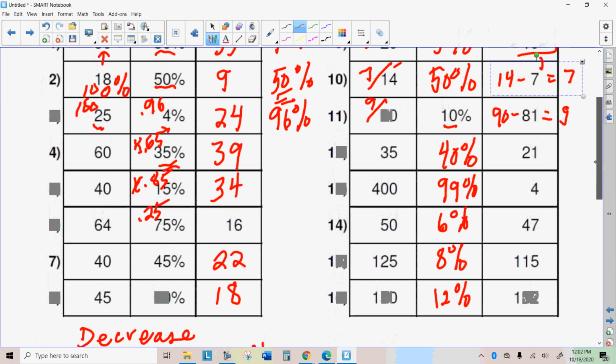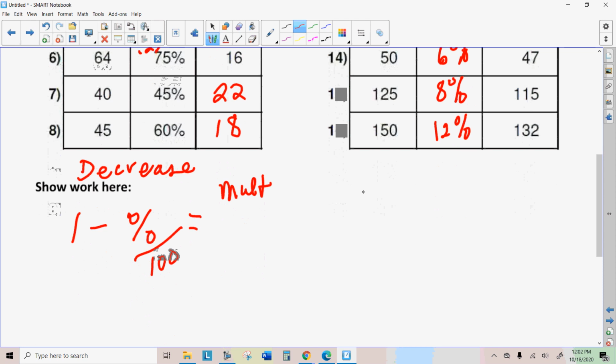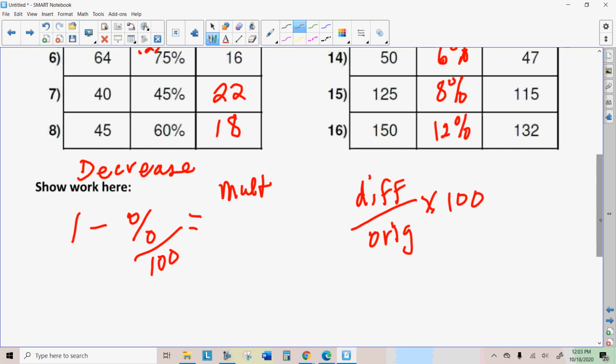Here's the answers I got for that. Let's go ahead and summarize that. So you're going to find your difference, and you're going to divide that by the original. And then you're going to change that decimal into a percent by moving it over 2 places. Mathematically, that's multiplying it by 100.